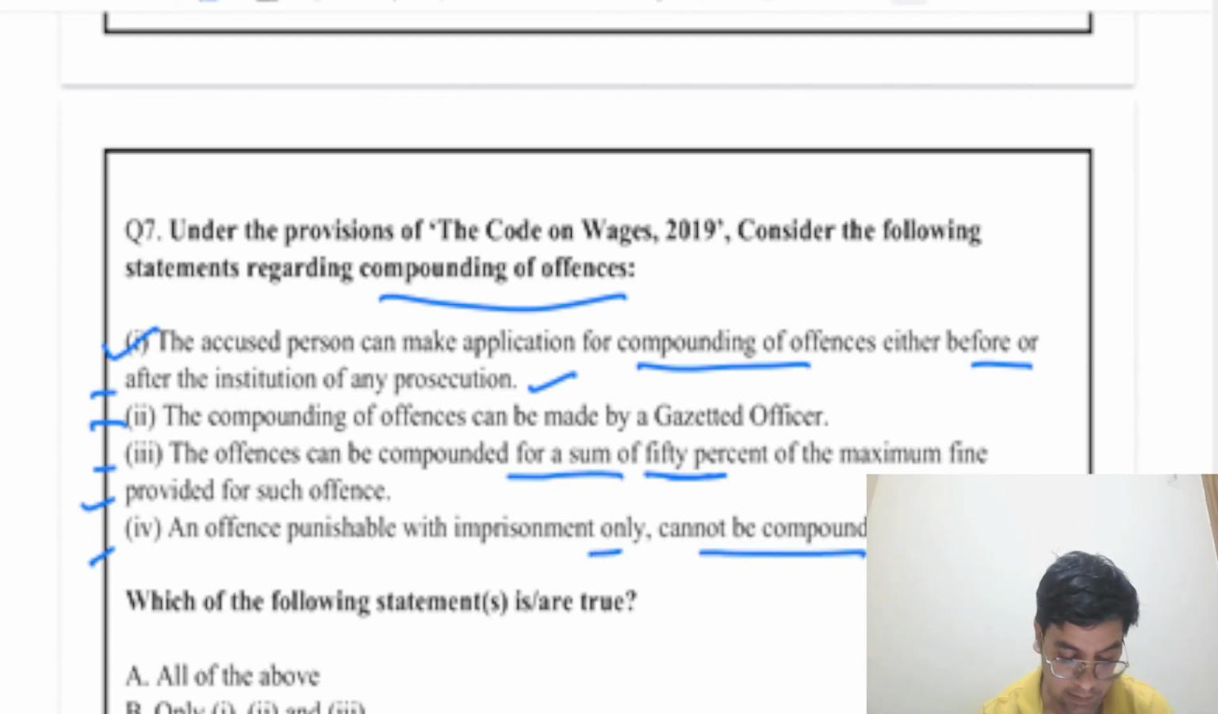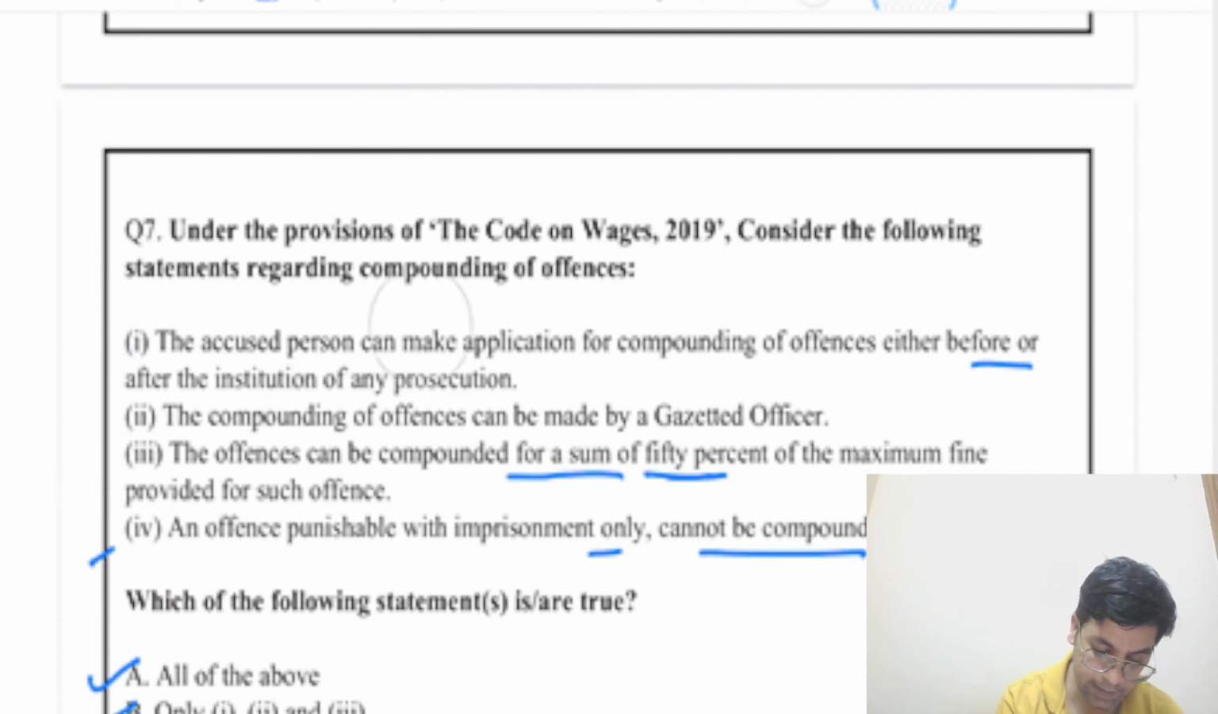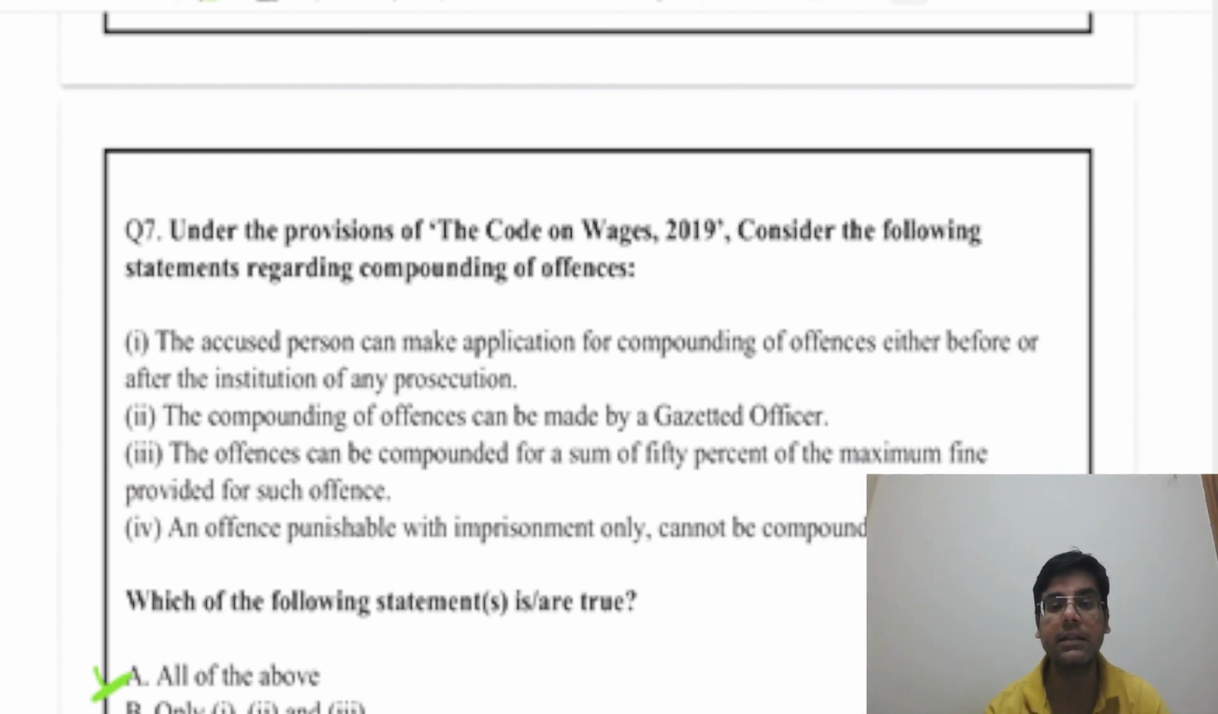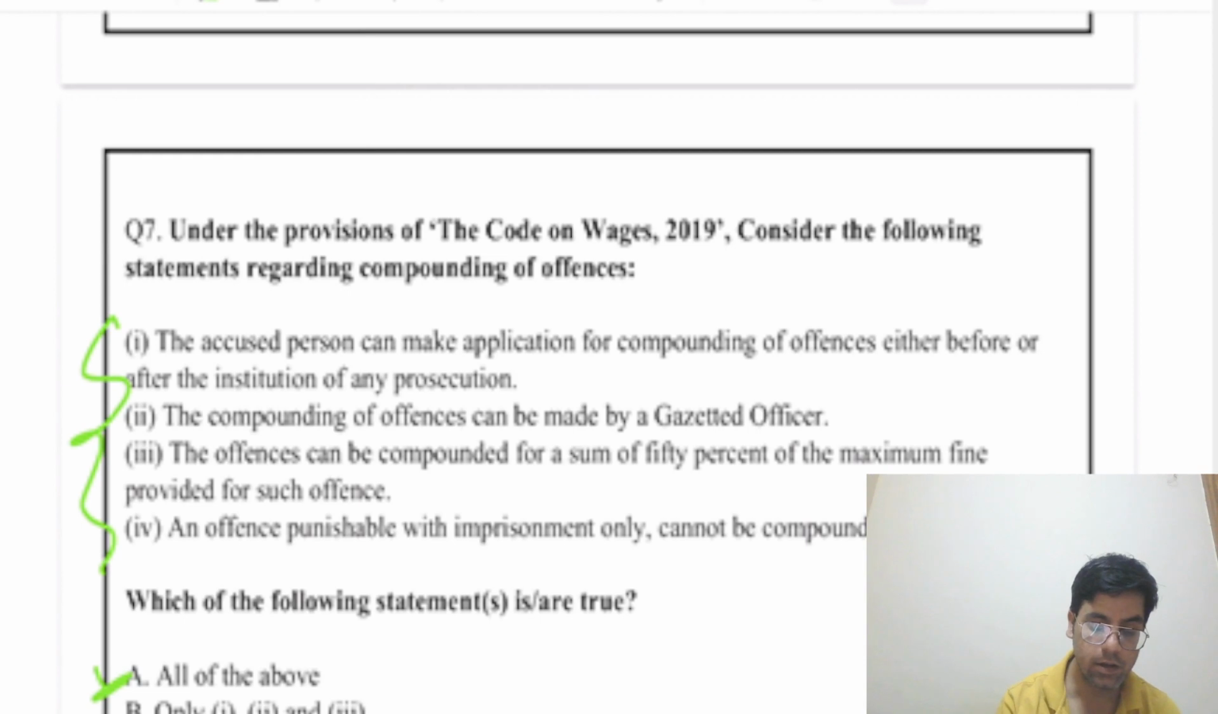Okay, and the correct options are all of the above, only 1, 2 and 3, only 2 and 4, only 1 and 3. What is the correct answer? Correct answer is option A, which is all of the above. Okay, so these are the conditions of compounding. 1, 2, 3, 4 are the conditions of compounding of offenses.